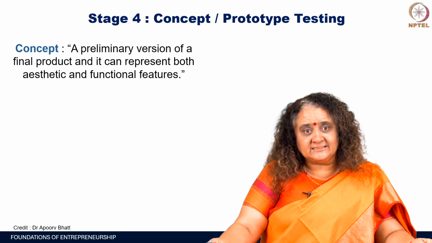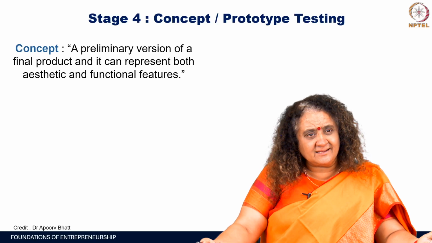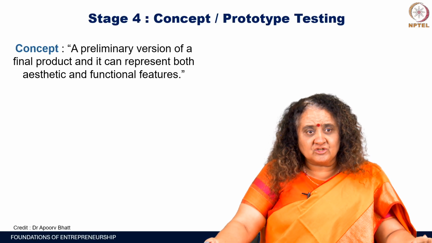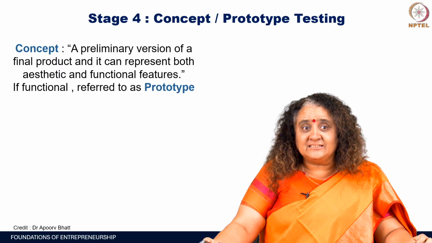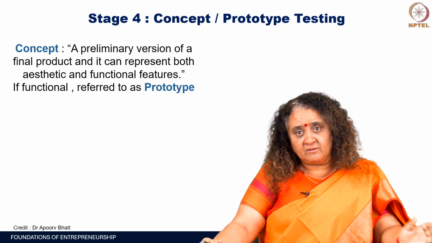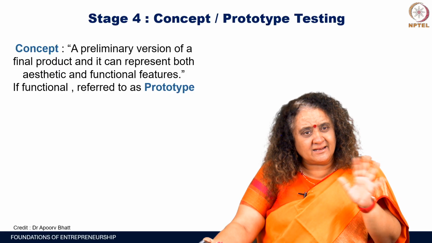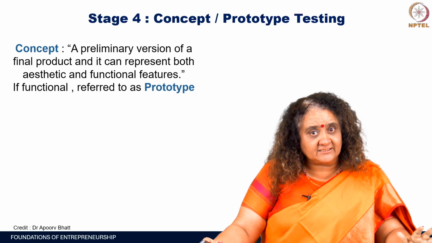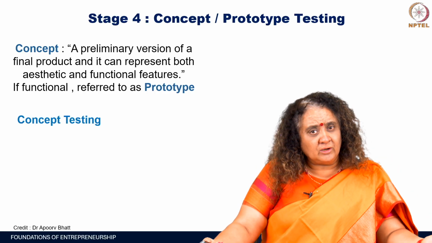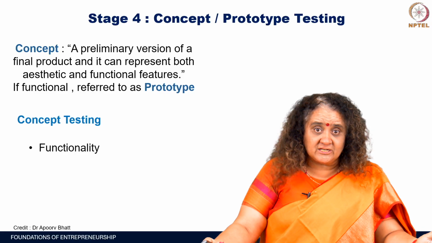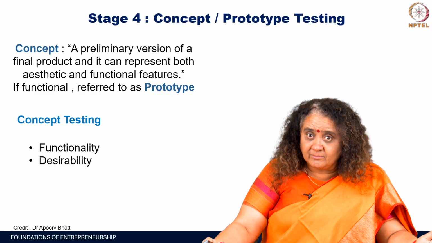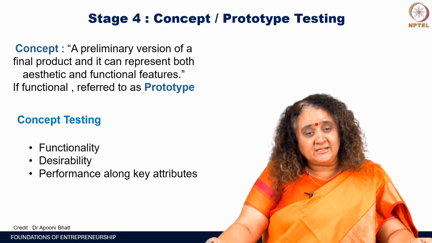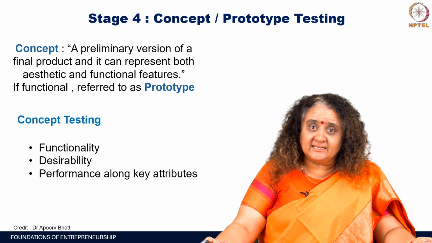Stage 4 is concept or prototype testing. A concept is a preliminary version of a final product. If it is functional, we call it a prototype. If it is just words and text and images, it is a concept. If it is also functional, then it is referred to as a prototype. What all can be tested? We can test functionality, we can test desirability, we can test the attributes on which it has performed.